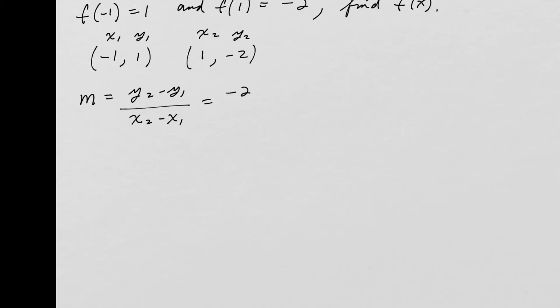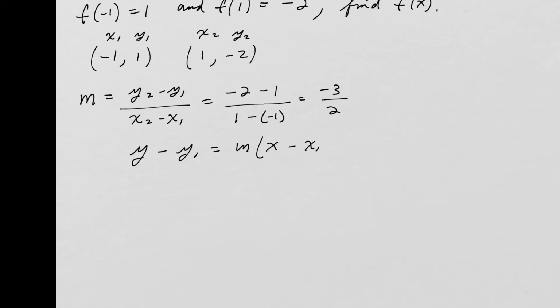So this will be negative 2 minus 1 over 1 minus a negative 1. Well, the numerator is going to be negative 3, right? Denominator would be positive 2. So that's my slope. So negative 3/2 would be my slope. So now I can plug in to that. Remember the slope point slope form is y minus y1 equals m times x minus x1.